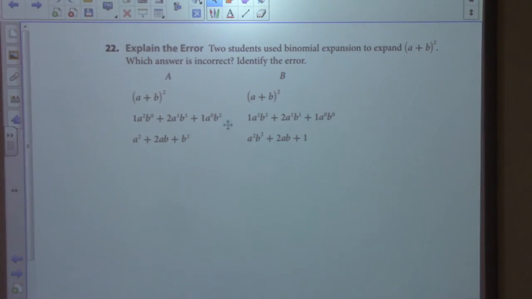All right, Atlee, what do you think? I think A is incorrect. That is because after the second line, it says a squared. It says 1a squared b to the power of 0, and I think it should be squared. So you're saying this A is not right, but B is? Yeah.